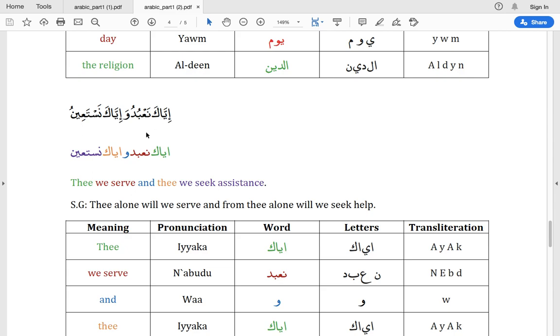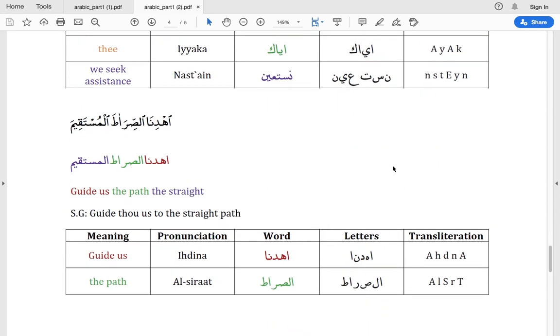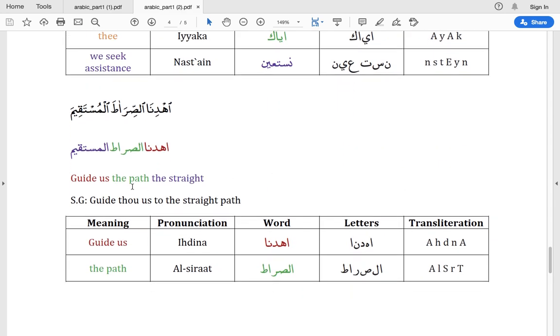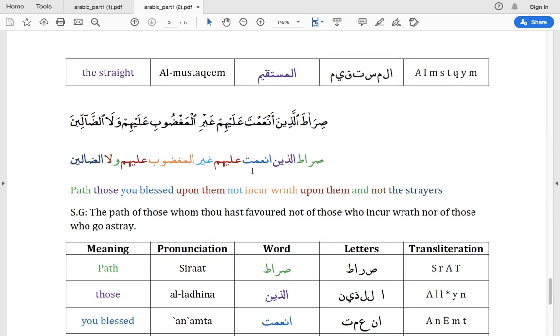Okay, next one. Iyyaka na'budu wa iyyaka nasta'in. Okay, Iyyaka it means thee. We're addressing God alone in a singular. Na'budu we serve, and thee Iyyaka we seek assistance is nasta'in. Okay, thee alone will we serve, and from thee alone will we seek help. So again, this is pretty close to the literal translation as well. Ihdina sirat al-mustaqim, guide us the path, the straight. Sam Gerrans translated that as guide thou us to the straight path. Because Ihdina, guide us, we're addressing God, so that's why he's added guide thou us to the straight path. The final verse is Siratul Lazina an'amta alayhim ghayril maghdubi alayhim wa lad-dallin.